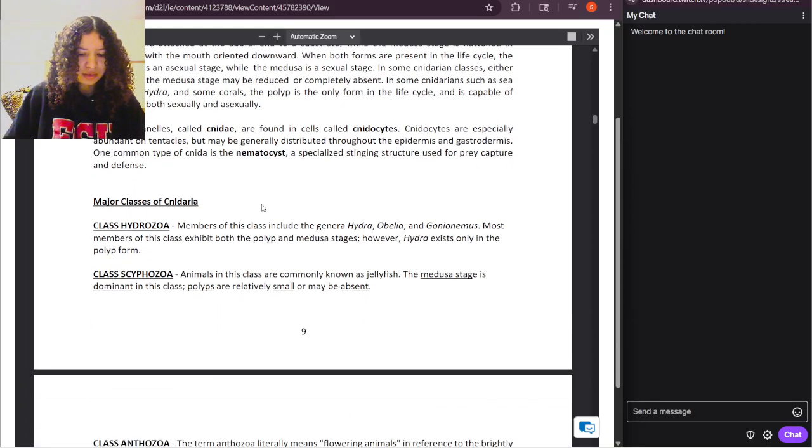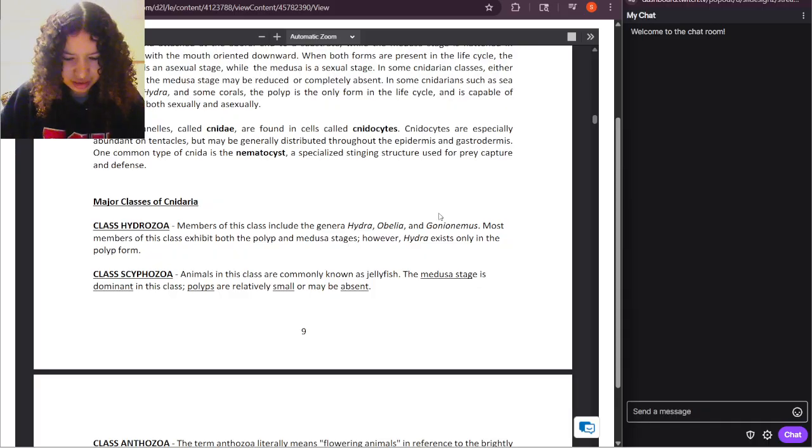And then there's different classes that I need to know. Hydrozoa, that includes the genera Hydra, Obelia, and Gonionemus. Most members of this class exhibit both stages. Hydra only exist in polyp form.